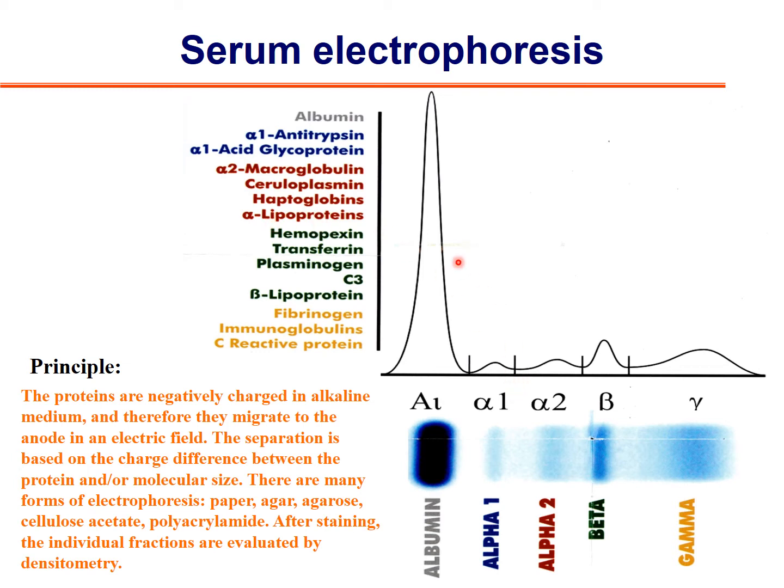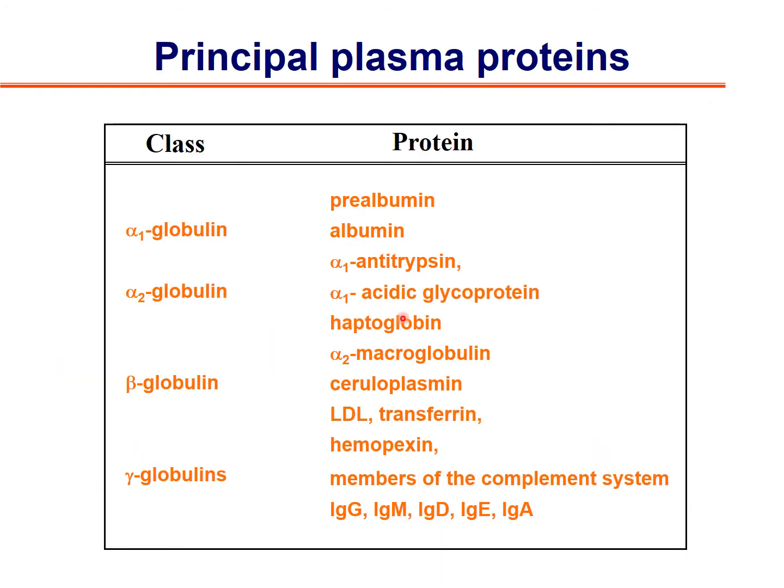In the alpha 1 fraction, there is alpha 1 antitrypsin, alpha 1 acidic glycoprotein, and the albumin, and we could have a little other band here before the albumin, and that's called the pre-albumin band. Now, this table is going to summarize what was already mentioned in the previous slide, in which fraction we have which kind of protein. For example, in alpha 1 globulins: pre-albumin, albumin, alpha antitrypsin, or alpha acidic glycoprotein, and in the alpha 2, haptoglobin, alpha 2 microglobulin, and so on.